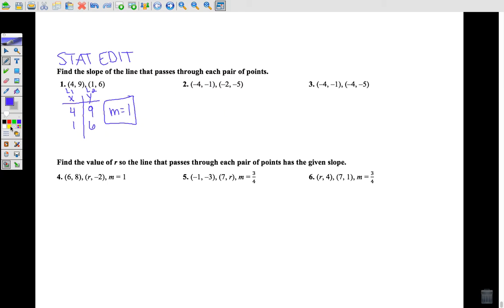Alright, number 2. So I'm going to do kind of the same thing. Make my little XY table. L1, L2. So I have -4, -1. I have -2, -5. So I'm going to put M equals.